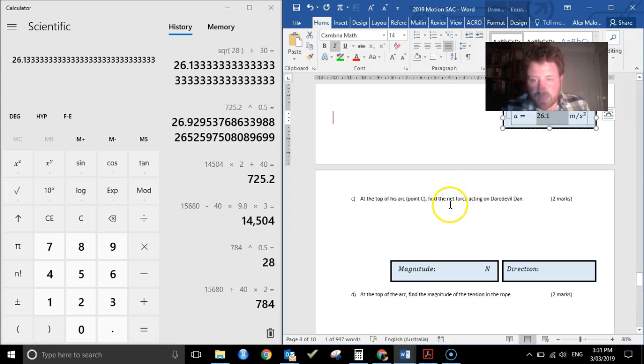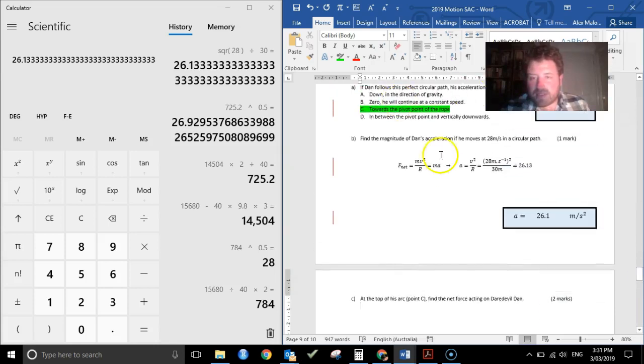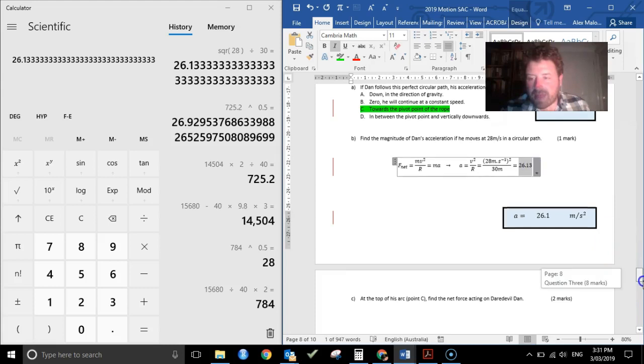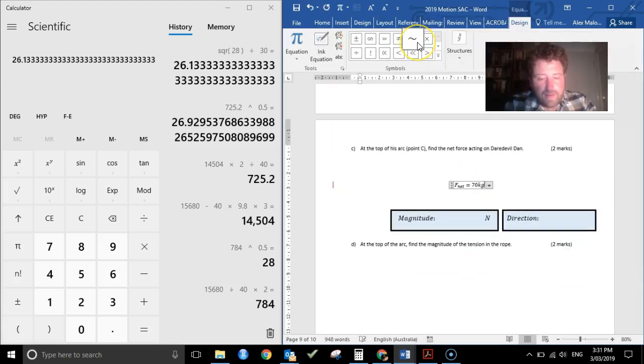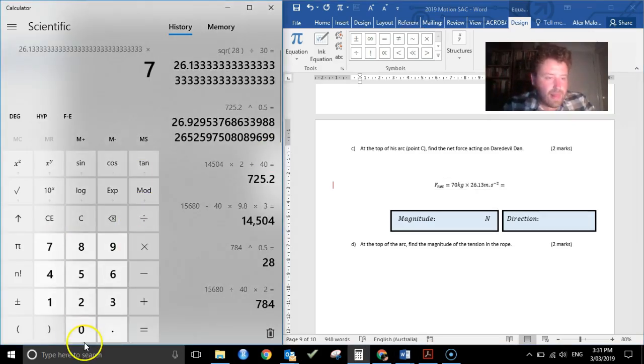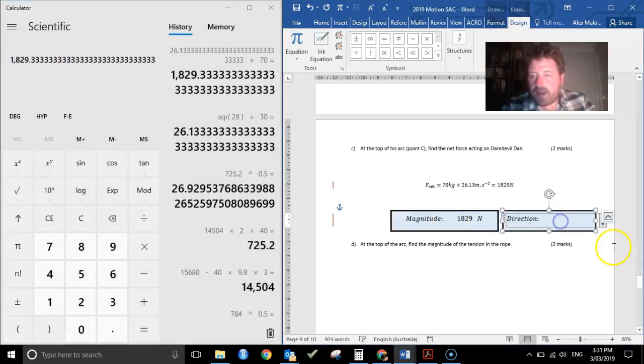Right? So we're going to find the net force acting on Daredevil Dan. Well, net force we've just realised is just mass times acceleration. So it's just his mass times that. So 70 kilo times 26.13 meters per second squared equals 1829. There we go. And in what direction?